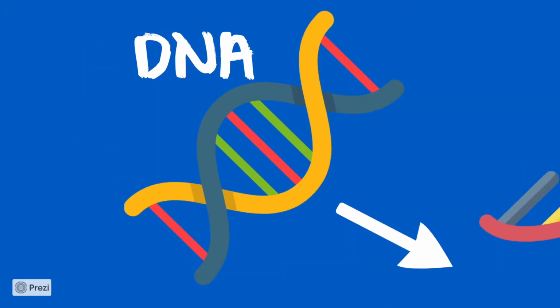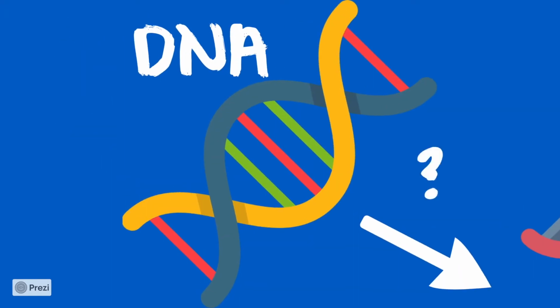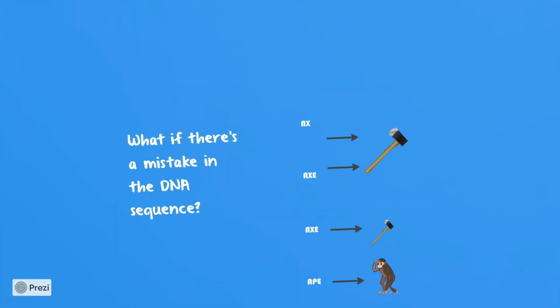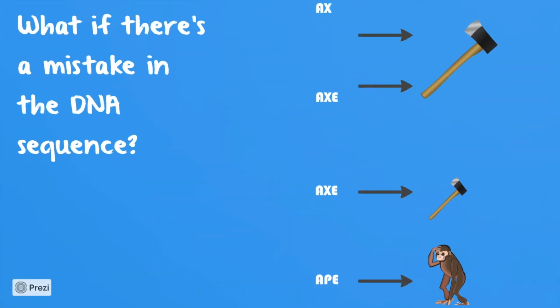But what happens if the DNA sequence is not correct? What if there's a different letter? Some changes in DNA are normal. It's what makes us different. But some changes can result in a genetic disease.